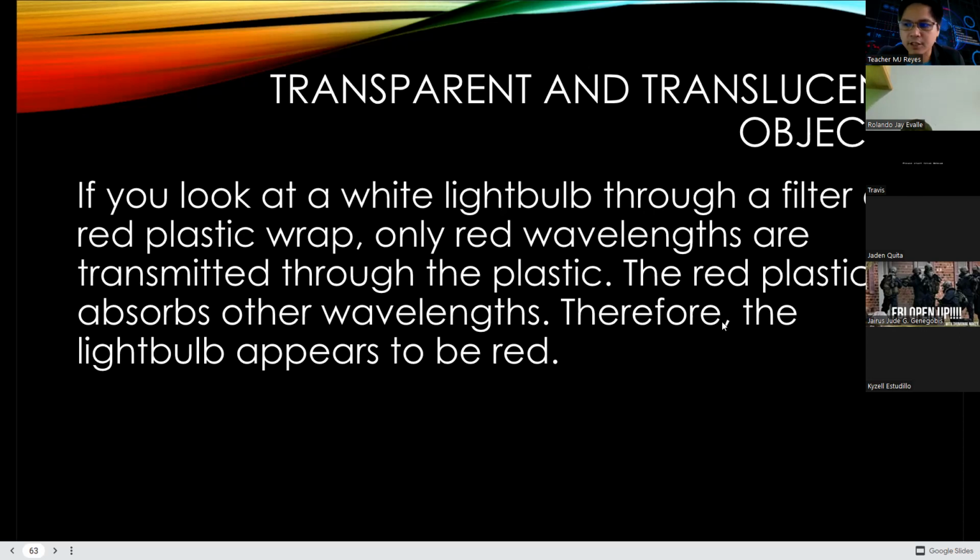Like the tint. The tint actually is an opaque object. Why? It actually covers the entire color and just reflects a minimal or very, very low amount of light.